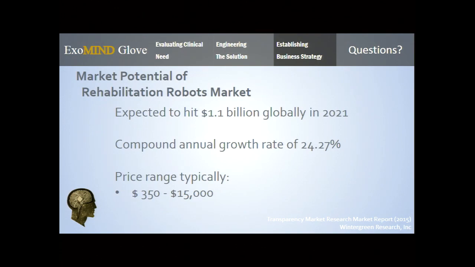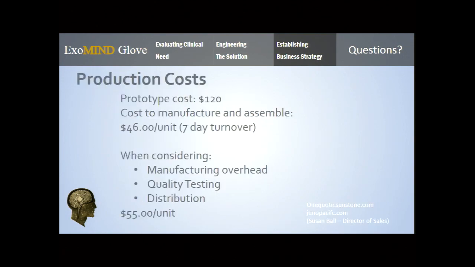Now, keeping in mind that most of our major competitors range from $350 to $15,000, this gave us a fun little challenge, and we were actually able to create our prototype here for $120. Now, we talked to a couple of manufacturers, and raw materials and assembly alone will give us this product at $46 per unit, but when considering unexpected overhead, quality testing, and distribution, we estimated it to be around $55 per unit.